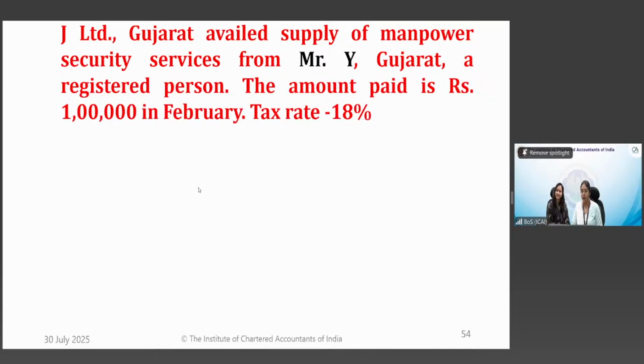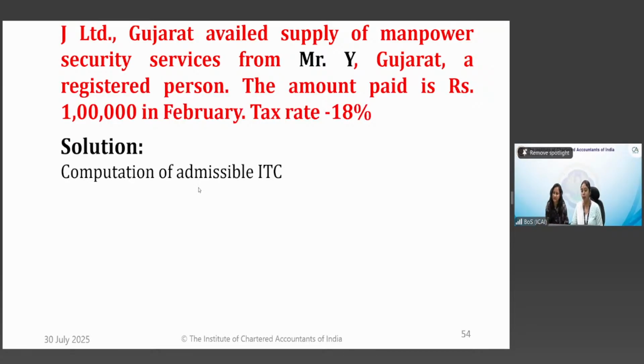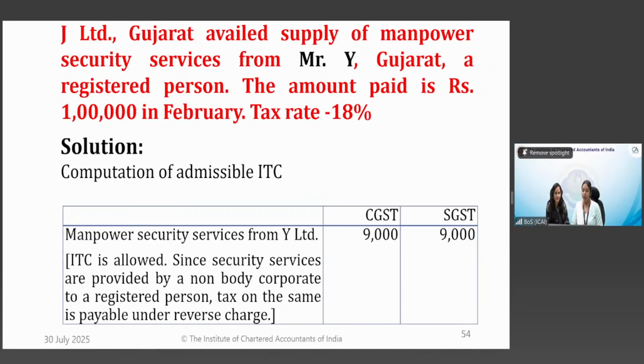So you are right in this particular question, and it's good that you know the correct provision. Manpower security services, ITC is allowed. Now see, the security services have been received from Mr. Y. And he is a registered person. He has availed. Now this J Limited has availed the services.